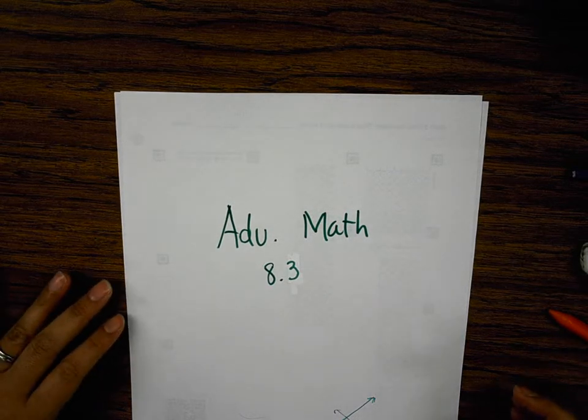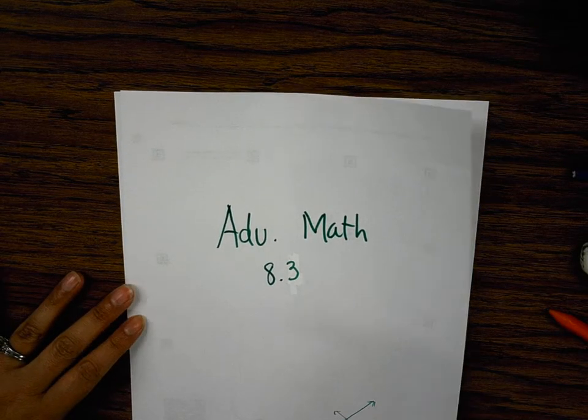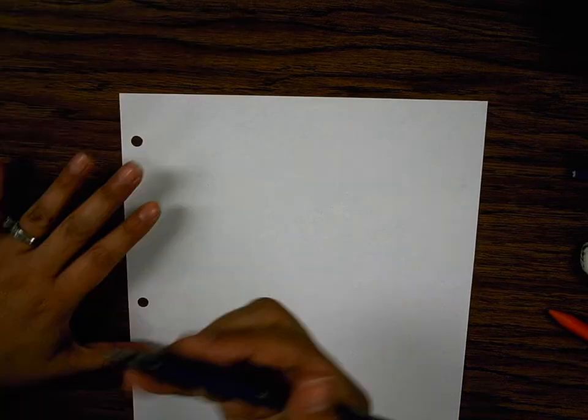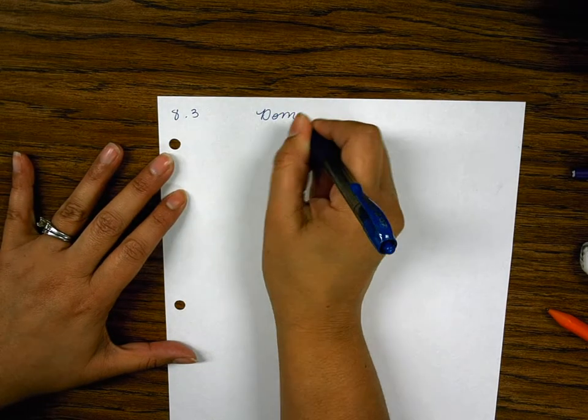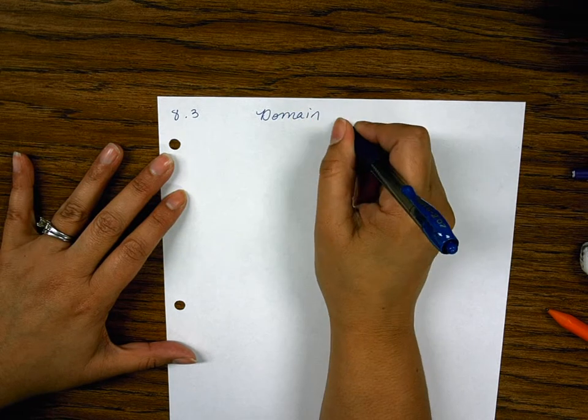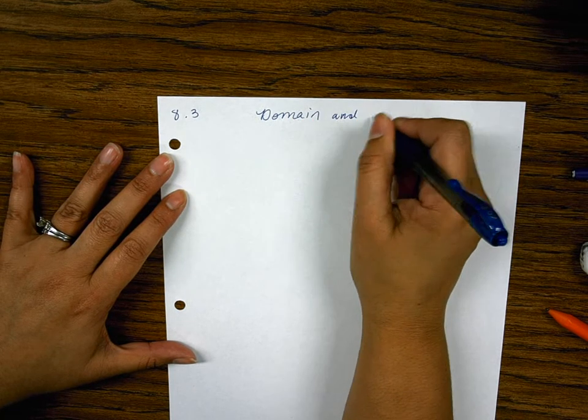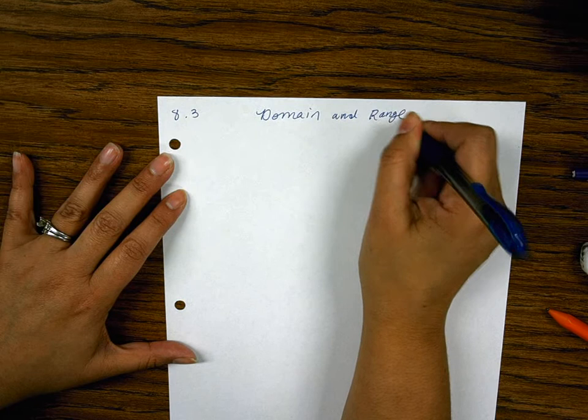This is Advanced Math, Unit 8, Lesson 3. Domain and range is what we're working with today.